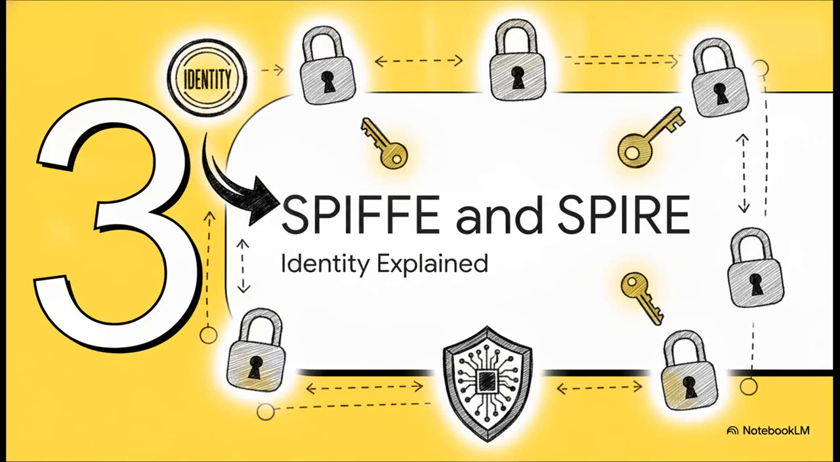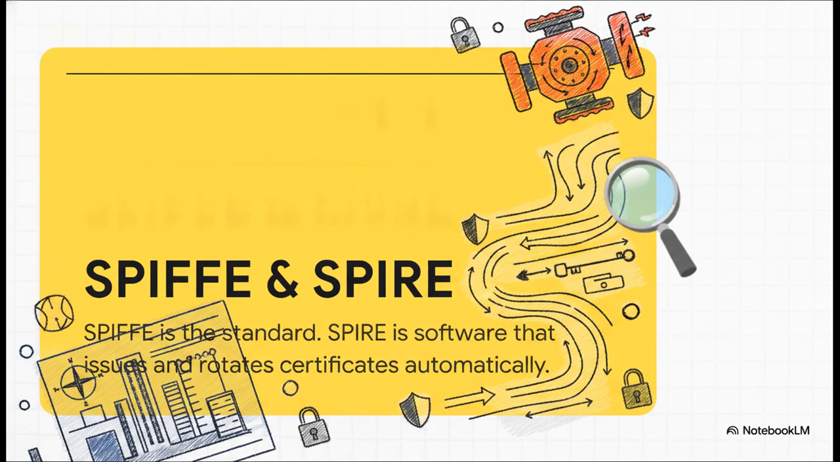So let's talk about the solution. Section 3, SPIFFE and SPIRE explained. Okay, so what actually are these things? Well, SPIFFE is the open standard. It stands for Secure Production Identity Framework for Everyone, and it dictates exactly how to give a workload a verifiable identity. SPIRE, then, is the CNCF-graduated software. It's the running system, or reference implementation, that actually hands out and rotates those certificates automatically. Basically, if SPIFFE is your architectural blueprint, SPIRE is the engine that's actually running it.